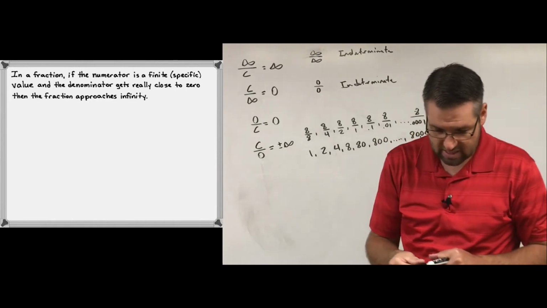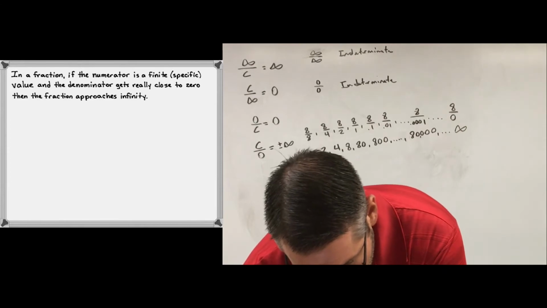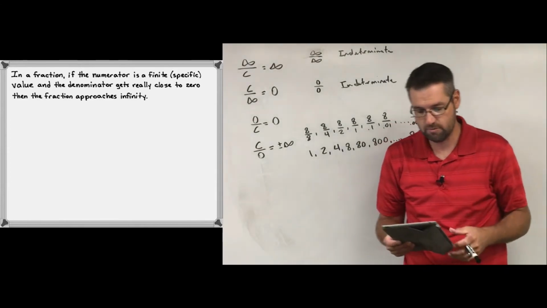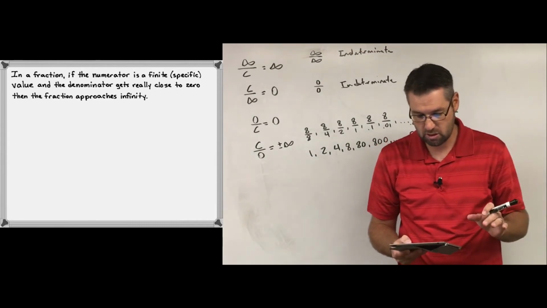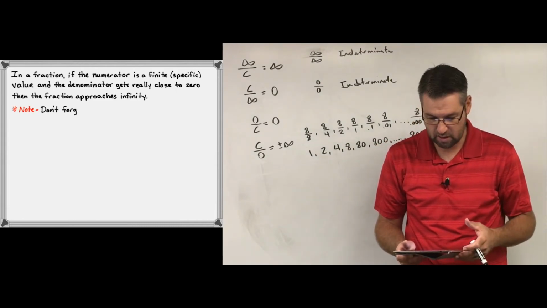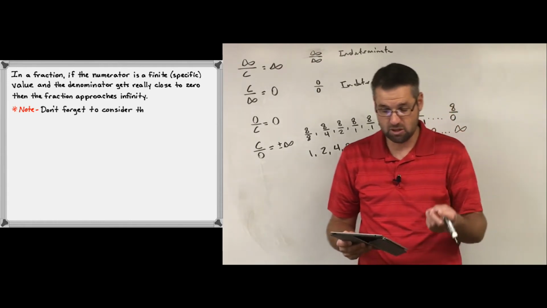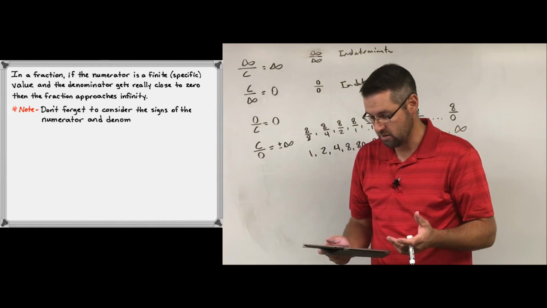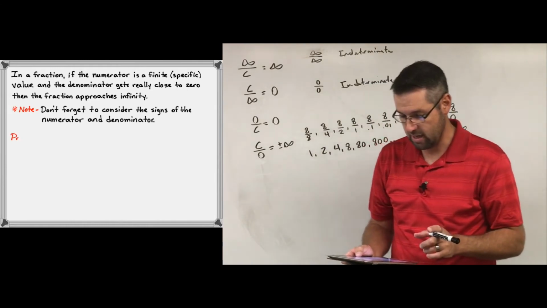Okay? So with that said, we say if in a fraction, the numerator is finite, a specific constant value, and the denominator gets really close to 0, then the fraction approaches infinity or negative infinity. Okay? And that's why I have this note here. Don't forget to consider the signs of the numerator and the denominator, and we'll talk about that in a second.